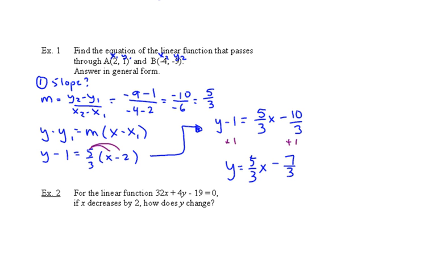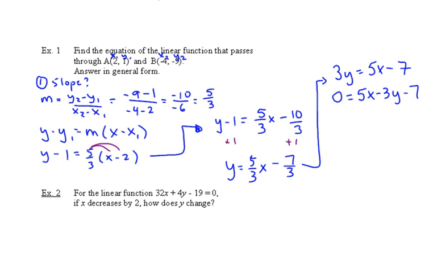Okay, let's get rid of our fraction before we bring the y over. What would I multiply everything by? 3. So 3y equals 5x minus 7. And then bring your y over. Good. I like to get rid of my fraction first. You could bring the y over and then times everything by 3, but it's really your call.